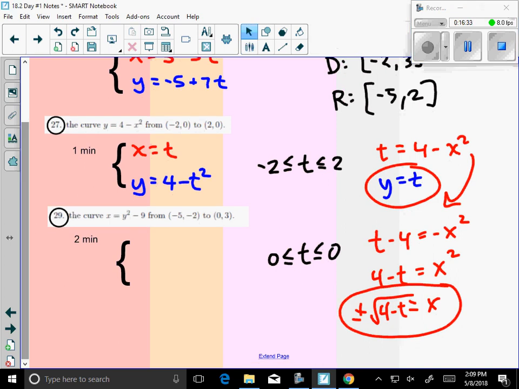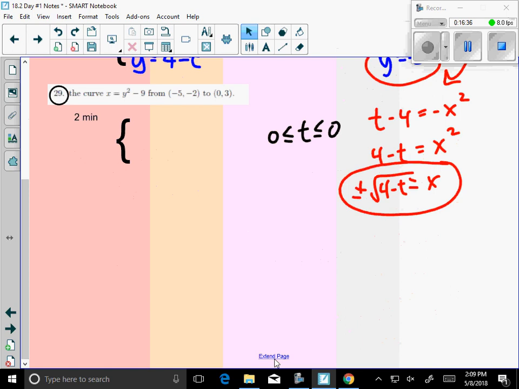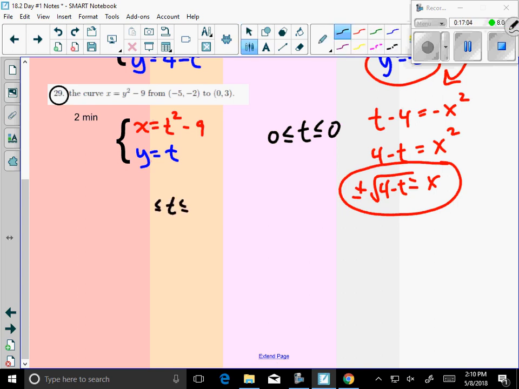Okay, so let's look at 29. Which is the independent variable here? Y is technically, it's organized as the independent variable. So what I would say is I would say that y equals t in this case, which would make x equal to t squared minus 9. Do I have any simplifying to do there? No, none. It's finished, right? But with the parameters on t, now it's going to follow the y values, right? Correct, -2 to 3.